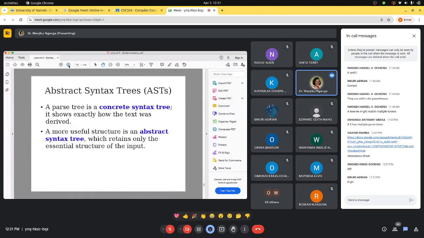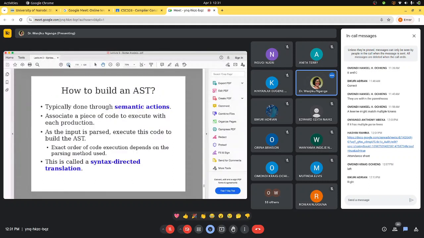Okay. The other thing we want to talk about now is abstract syntax trees. We've talked about parse trees in general. A parse tree is referred to as a concrete syntax tree, which basically shows exactly how the source language was derived, and those are the ones we've been seeing. But for compilation purposes, what is more useful than the parse tree is what is called an augmented parse tree, otherwise known as an abstract syntax tree. The abstract syntax tree retains only the essential structure of the input, but also does some augmentation that is useful for the eventual target code that we're going to be generating.